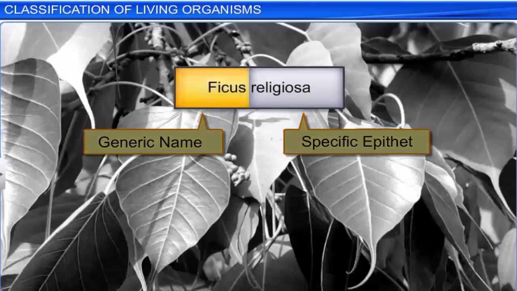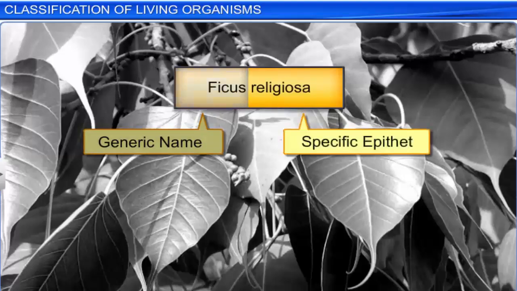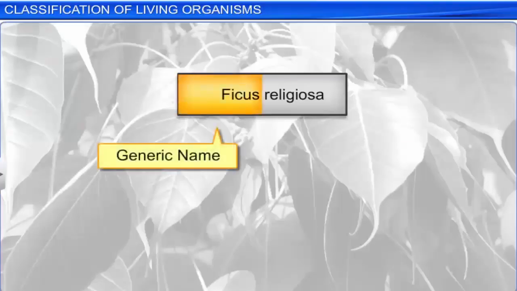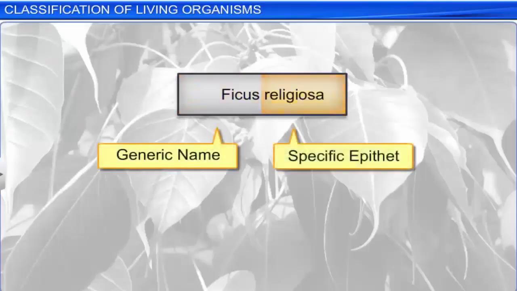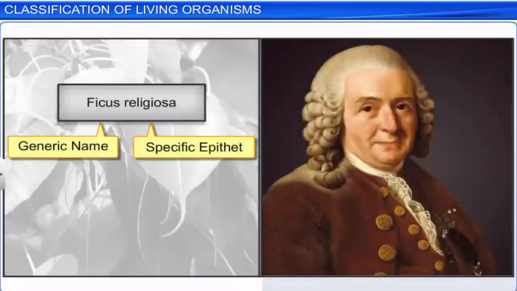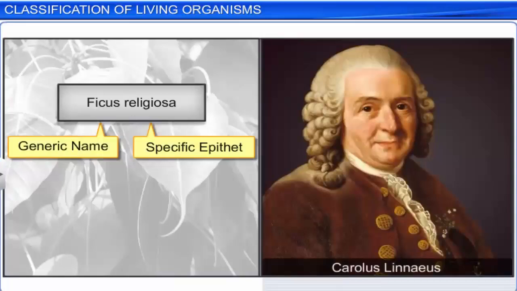Ficus represents the genus or the generic name, while religiosa denotes the specific epithet. This system of representing a name with two components is called binomial nomenclature and was devised by Carolus Linnaeus, also known as the father of modern taxonomy.